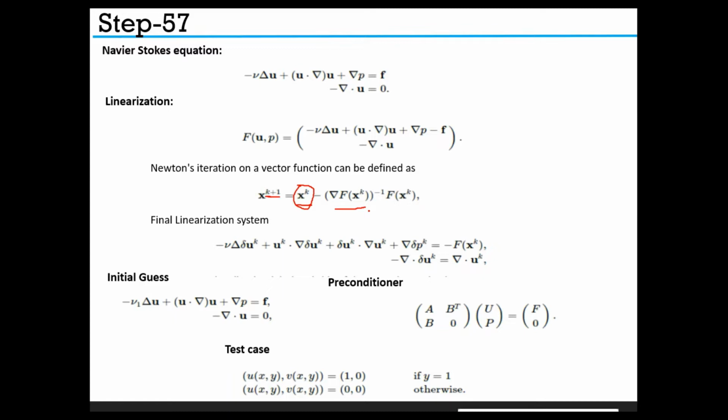The Newton iteration formula implies that the new solution is obtained by adding an update term to the old solution. So instead of evaluating the Jacobian matrix and taking its inverse, which is very complicated, we can consider the update term as a whole, as an unknown like the others. So the final linearization system will be like this one.